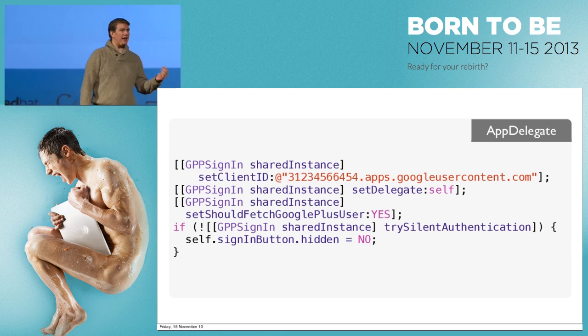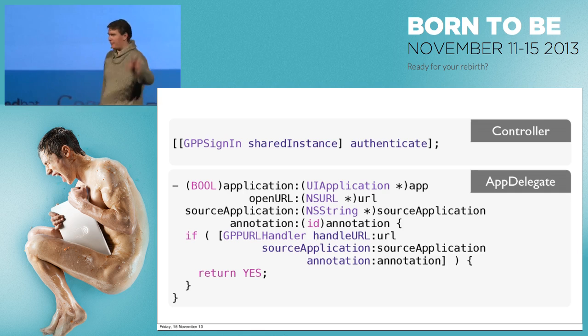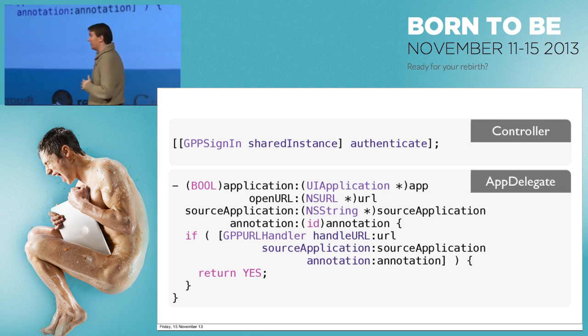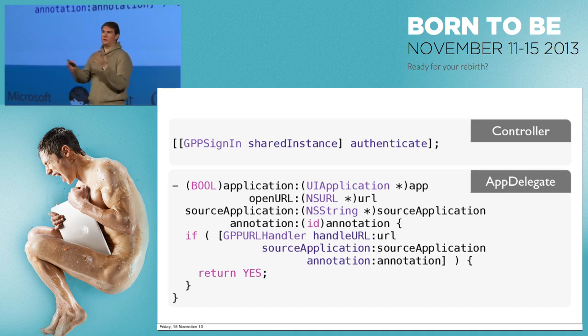So when we get a no, we know we're going to have to show a button, and when the user clicks that button, wherever in the app it happens, we're going to call that GPP sign-in shared instance authenticate. Because we configured everything against that singleton, that's got all the appropriate config and will be called.